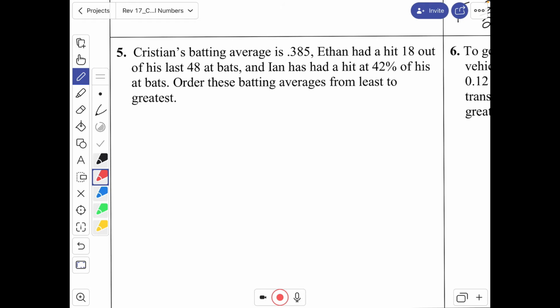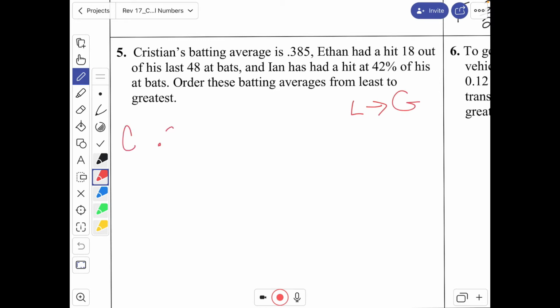Number 5. Christian's batting average is .385. Ethan had a hit 18 out of his last 48 at bats, and Ian has had a hit 42% of his at bats. Order these batting averages from least to greatest.